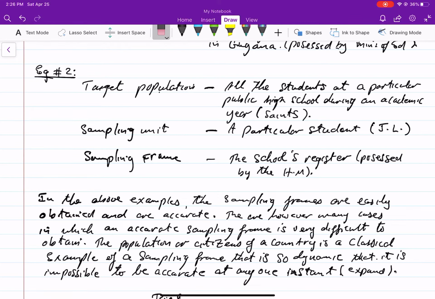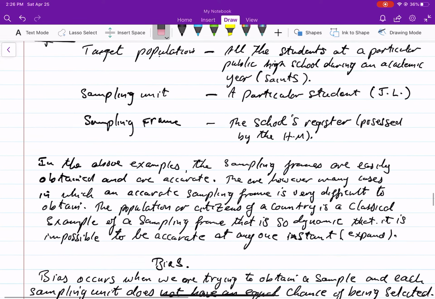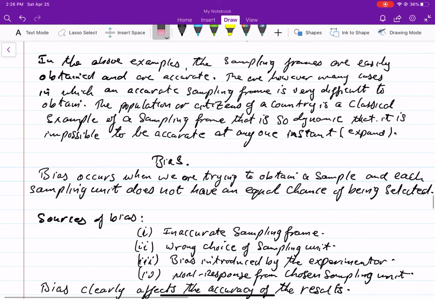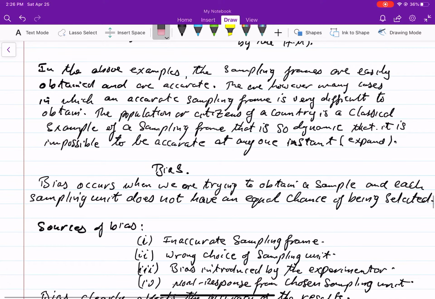Right, so this concept of identifying your target population, your sampling unit, and your sampling frame, that's pretty straightforward. In above examples, the sampling frames are easily obtained and are accurate. There are, however, many cases in which an accurate sampling frame is very difficult to obtain. The population or citizens of a country is a classical example of a sampling frame that is so dynamic that it is impossible to be accurate at any one instant.